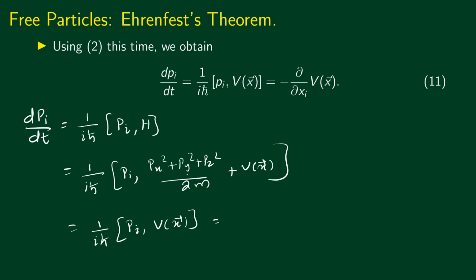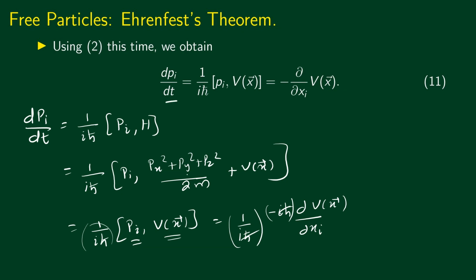Now we can use the formula. We have a commutator of pi with V of x vector. We know that this is equal to minus i h bar partial derivative with respect to xi of V of x vector. We also have 1 by i h bar here. So the 1 by i h bar has to be put in here. This i h bar gets cancelled and we get dpi by dt is equal to minus partial derivative with respect to xi of V of x vector.